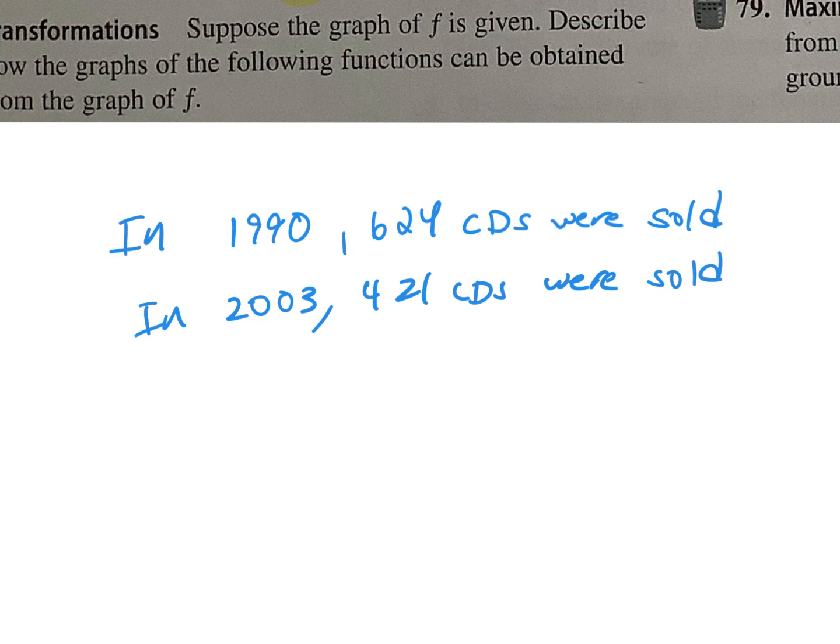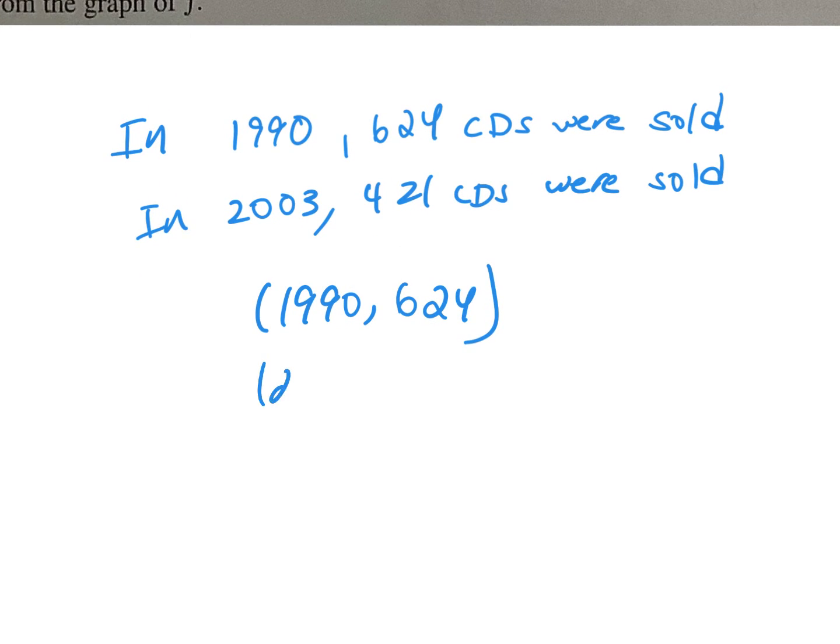Did they already give you an ordered pair? Yeah. What's the first ordered pair? 1990 and what? 624. What's the second ordered pair? 2003, good, and 421. All right, if they give you, in the town of whatever, the population was boom, and the year boom. They're giving you the ordered pair, guys. You just have to pair them together.